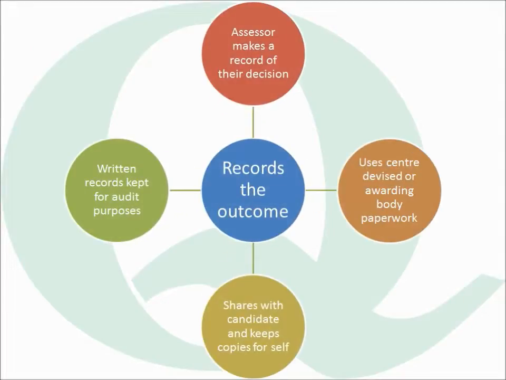When the assessor has assessed the evidence, they need to make a written record of the assessment they have carried out. Uses centre devised or awarding body paperwork. The assessor needs to record the outcome of the assessment on official paperwork. This could be on centre designed paperwork or paperwork produced by an awarding body, and in some cases, such as the GQA, they can use both. An assessor might also use an e-portfolio to record the outcome of the assessment.